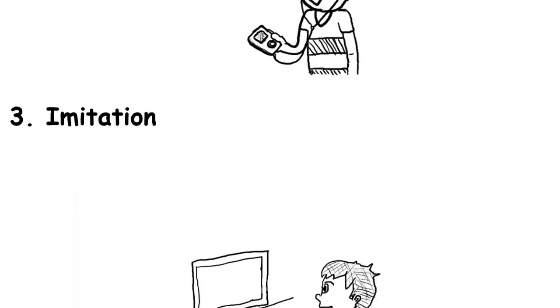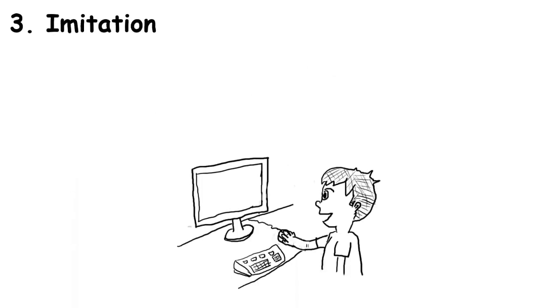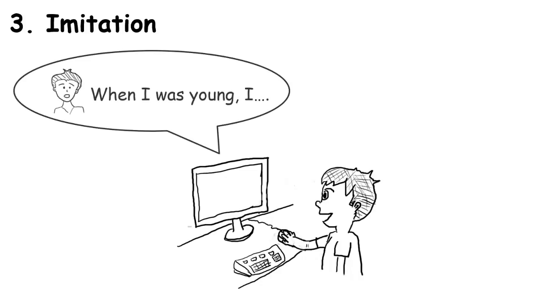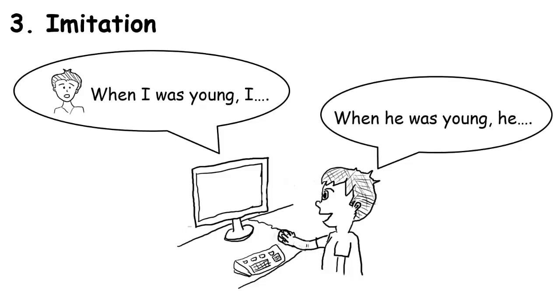And that brings us to the last method, which is called imitation. This is a practice where you listen to a conversation or a story in English and then try to tell that story in your own words. And by doing so, you get to learn grammar, vocabulary, and other aspects of English. This is a great method for intermediate and advanced speakers.